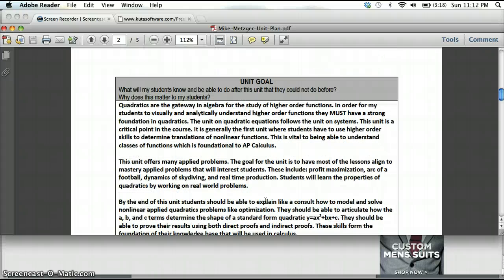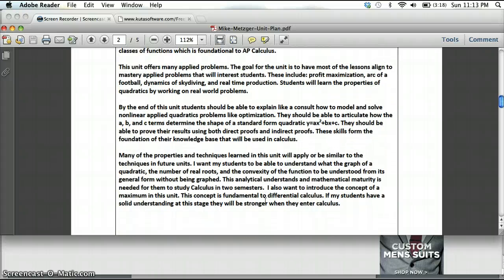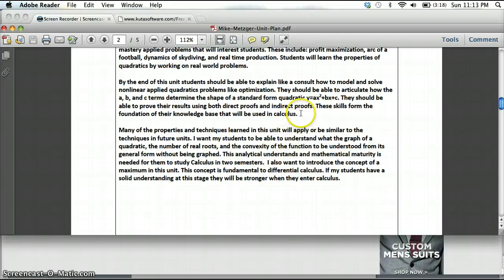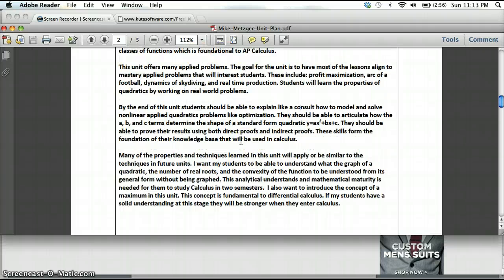So you can read his unit goal later, but what I want you to see is this part. He says, by the end of this unit, students should be able to explain like a consultant how to model and solve nonlinear applied quadratic problems like optimization. I want you to notice this phrase, like a consultant. If he wants students to explain it like a consultant, then his exam needs to look a certain way. So Mike wants to ensure that he comes back to his unit goal when writing his exam.